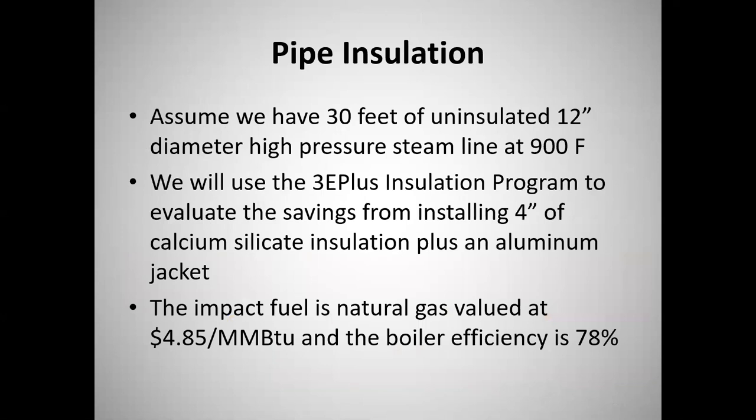I love it. Okay, so here's a little scenario. Assume we have 30 feet of uninsulated 12-inch diameter high pressure steam line at 900 degrees. Whew, don't want to bump up against that. We'll use the 3E Plus insulation program to evaluate the savings from installing 4 inches of calcium silicate insulation plus an aluminum jacket. The fuel is natural gas, valued at $485 a million, and the boiler efficiency is 78%.